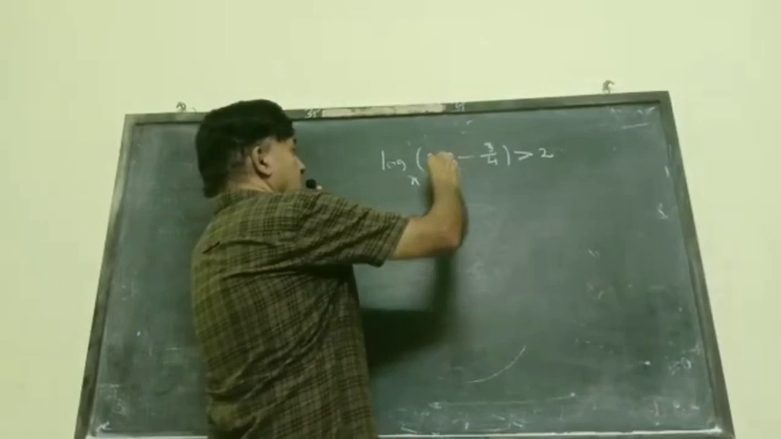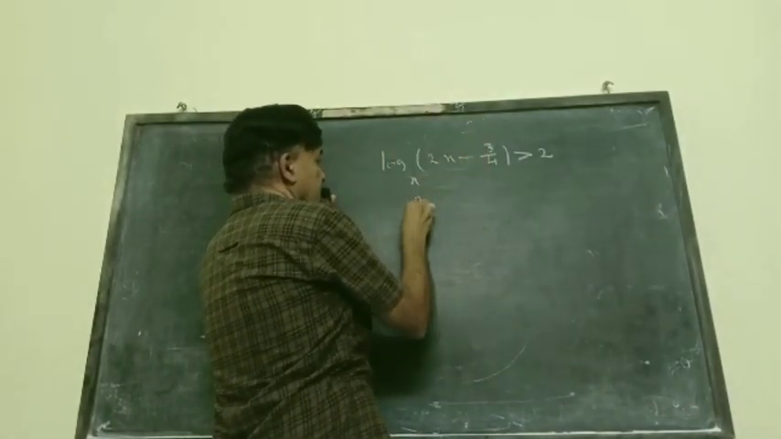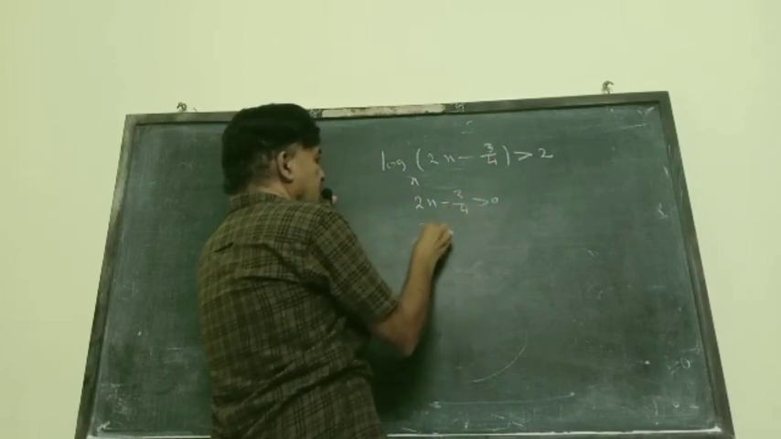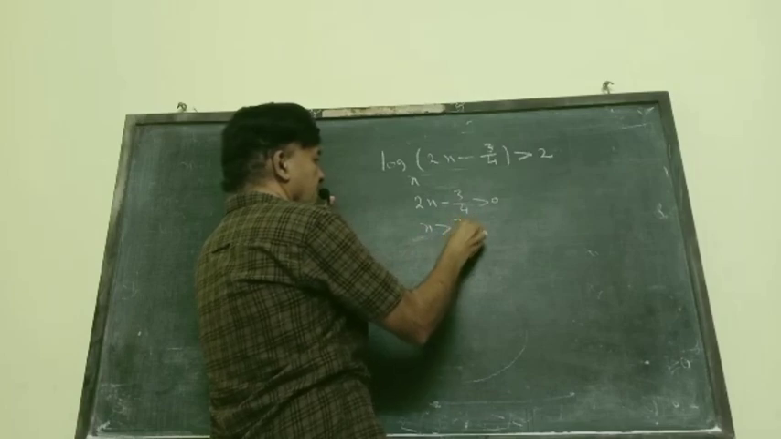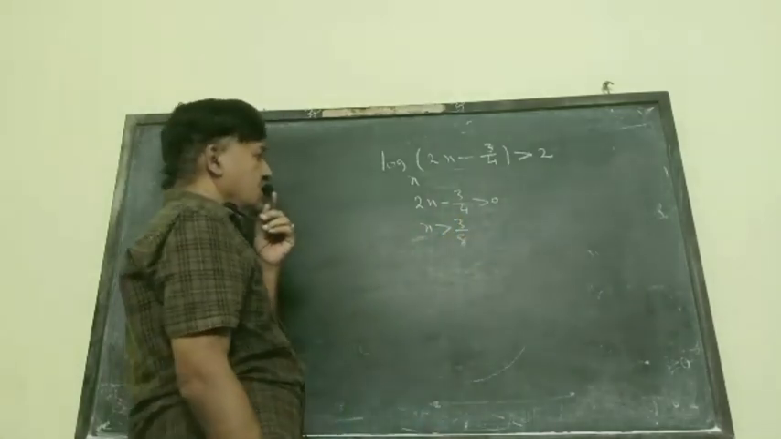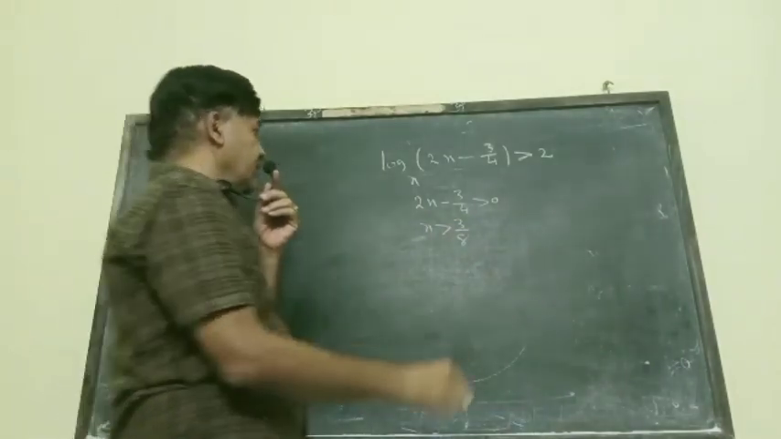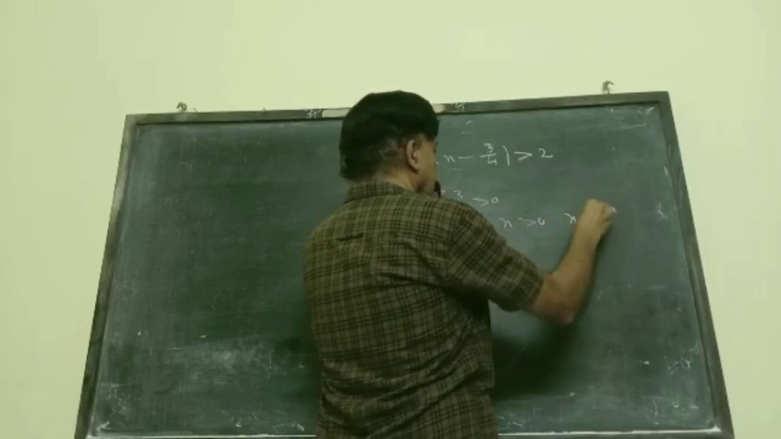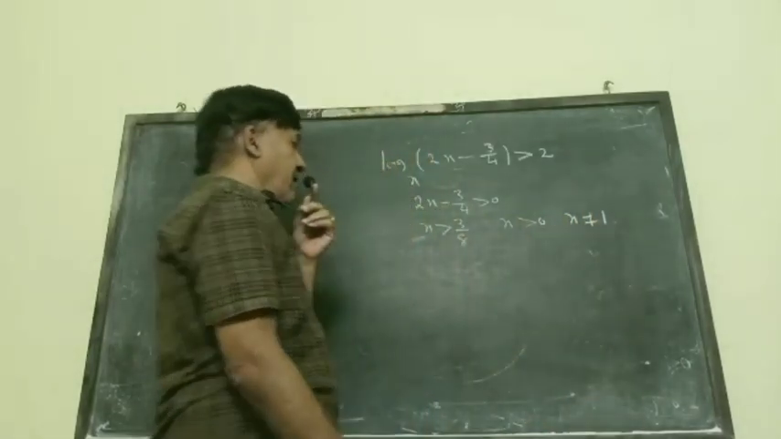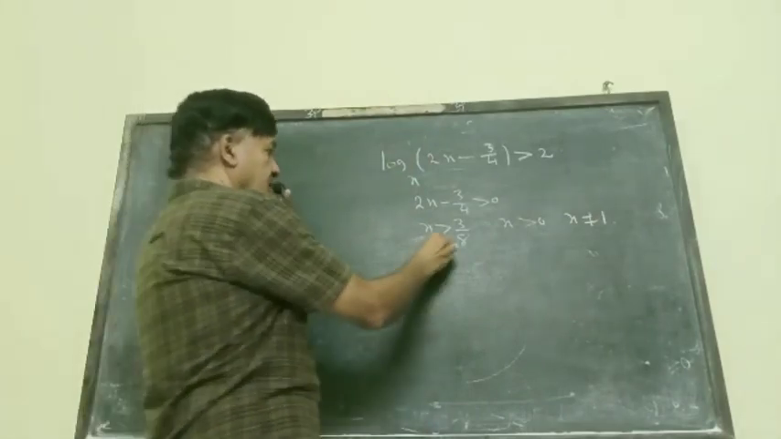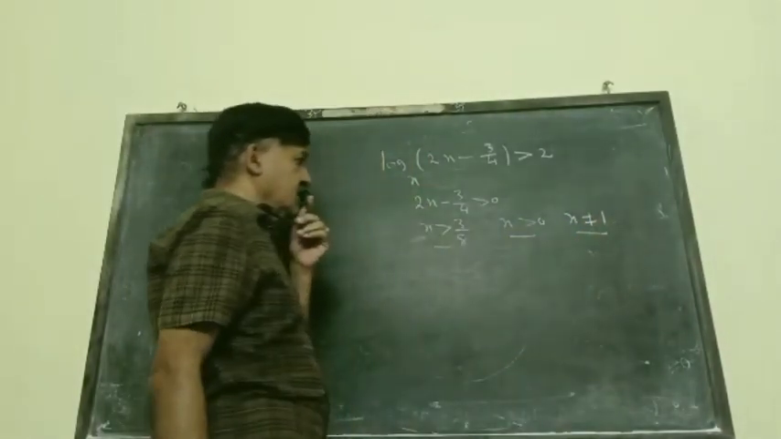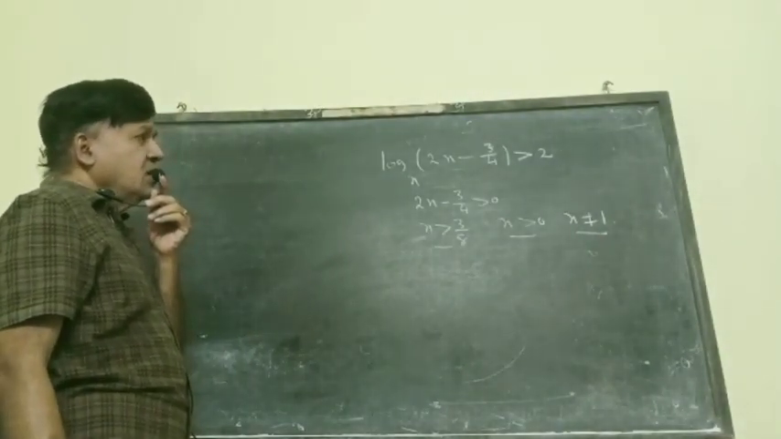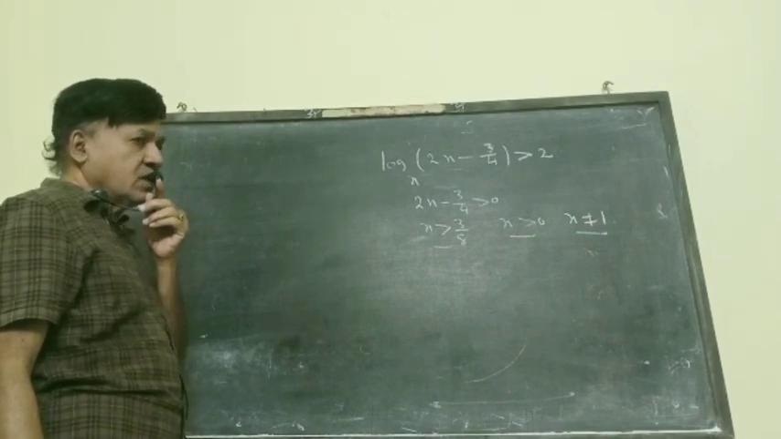See, first of all, the domain of this means 2x - 3/4 greater than 0. So x is greater than what? 3/8. x is greater than 3/8. x is greater than 0. x is not equal to 1. So you have to take care of all these points. x is greater than 0, x greater than 3/8 is anyhow x greater than 3/8, and x not equal to 1.